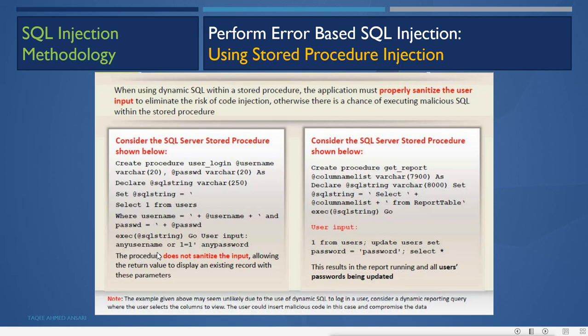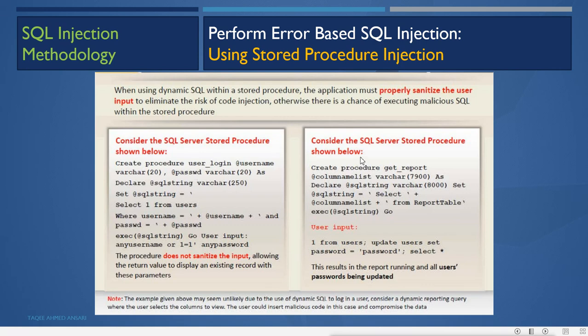User input: any username or 1 is equal to 1, any password. The procedure does not sanitize the input, allowing the return value to display an existing record with this parameter. Now this is a query, and to understand it, you have to understand a little bit about how the query works.